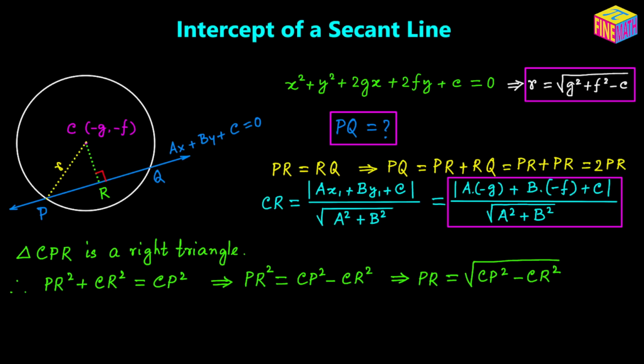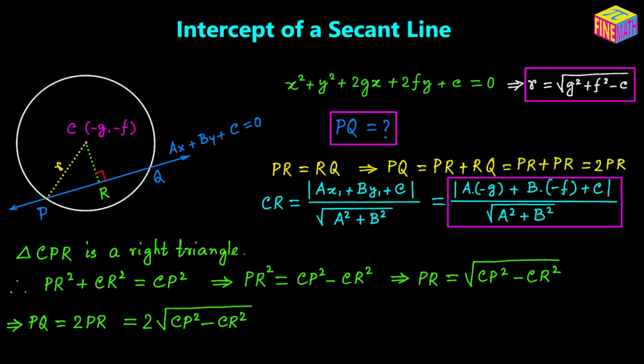We have already calculated the length of CP, which is actually the radius of the circle. And that is, we know, square root of g squared plus f squared minus c. And also we have calculated the length of CR. So let's just plug in the values here. We know PQ is equal to 2 times PR. Our ultimate goal is to calculate the length of PQ, which is actually 2 times PR, that we have already shown. Now let's plug in the value of PR here.